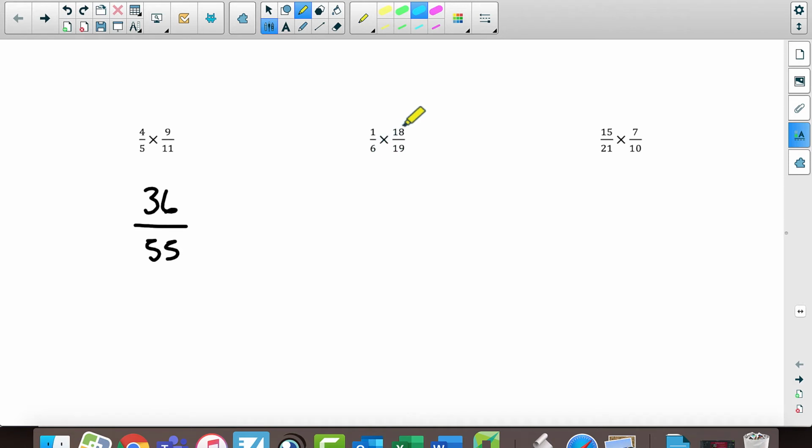That's true, but pick something bigger. You could divide them both by 3. That's good too, but there's something even bigger than that. You could divide them both by 6. So you can do this before you multiply, and I strongly encourage you to do this. It'll make your life a lot easier.